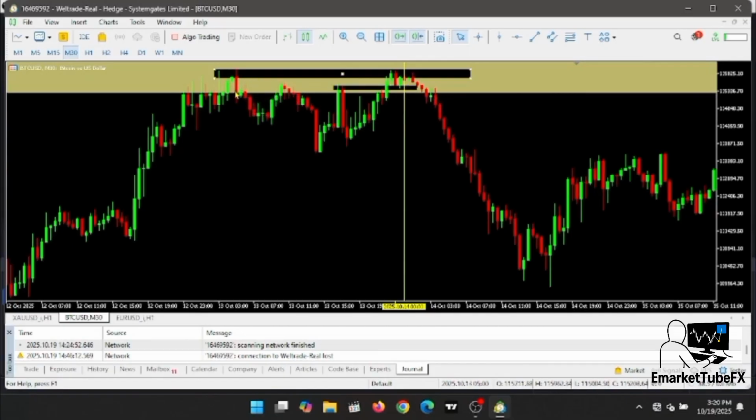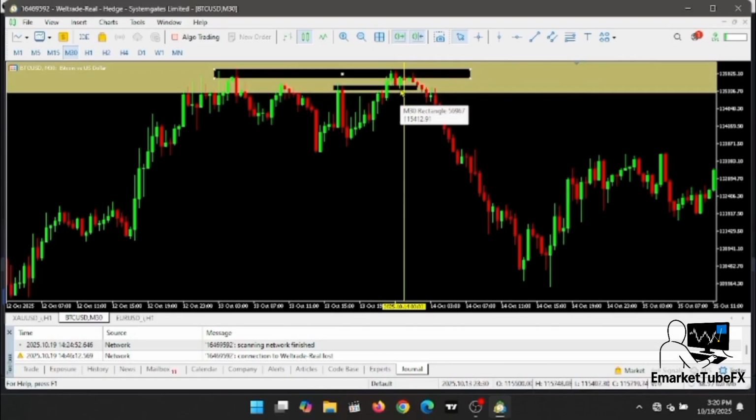Price reversed here. Buyers did their best to push price up, and we saw a reversal. Buyers did their best to sweep liquidity at this high, then reached to mitigate the previous swing or the resistance that we have here. We've seen a confirmation of a bearish move.